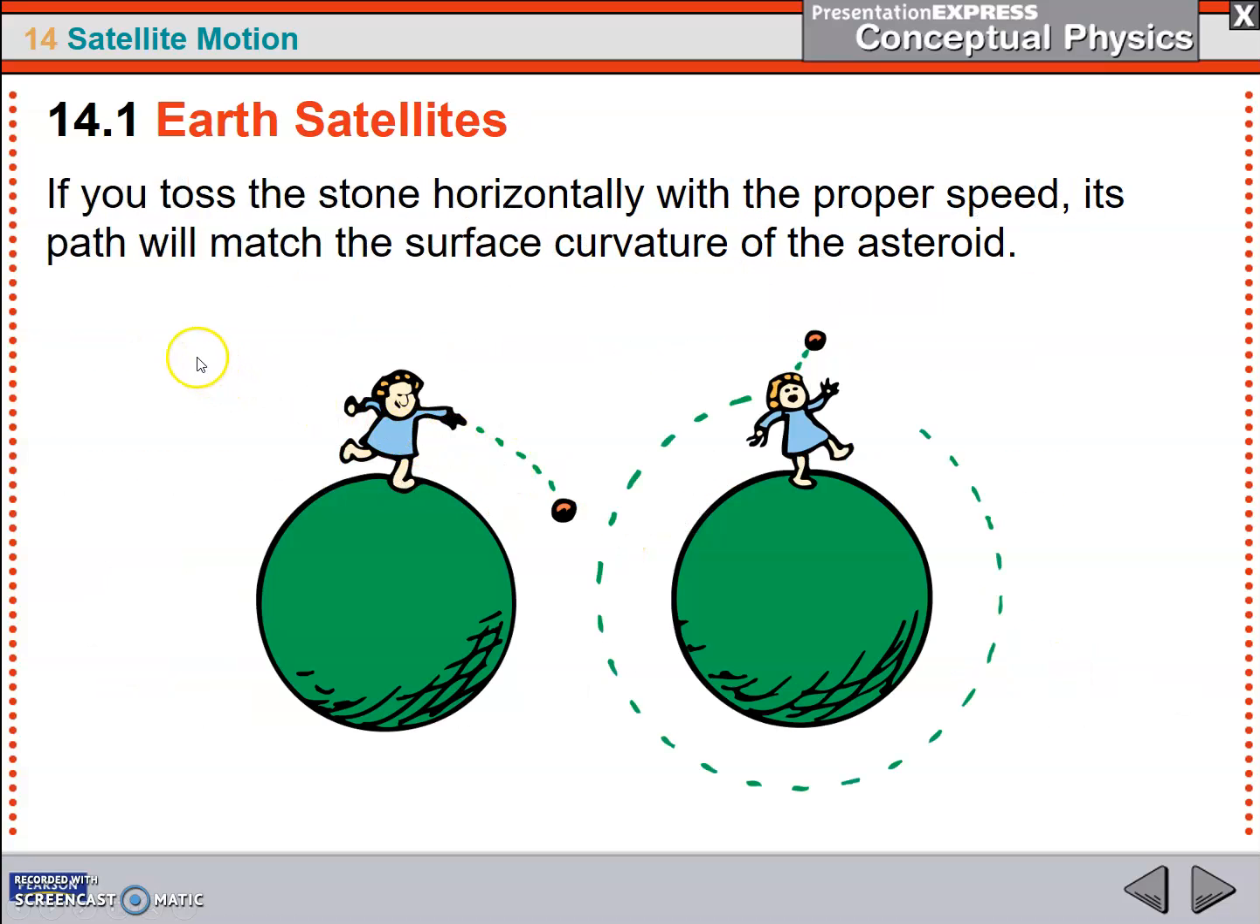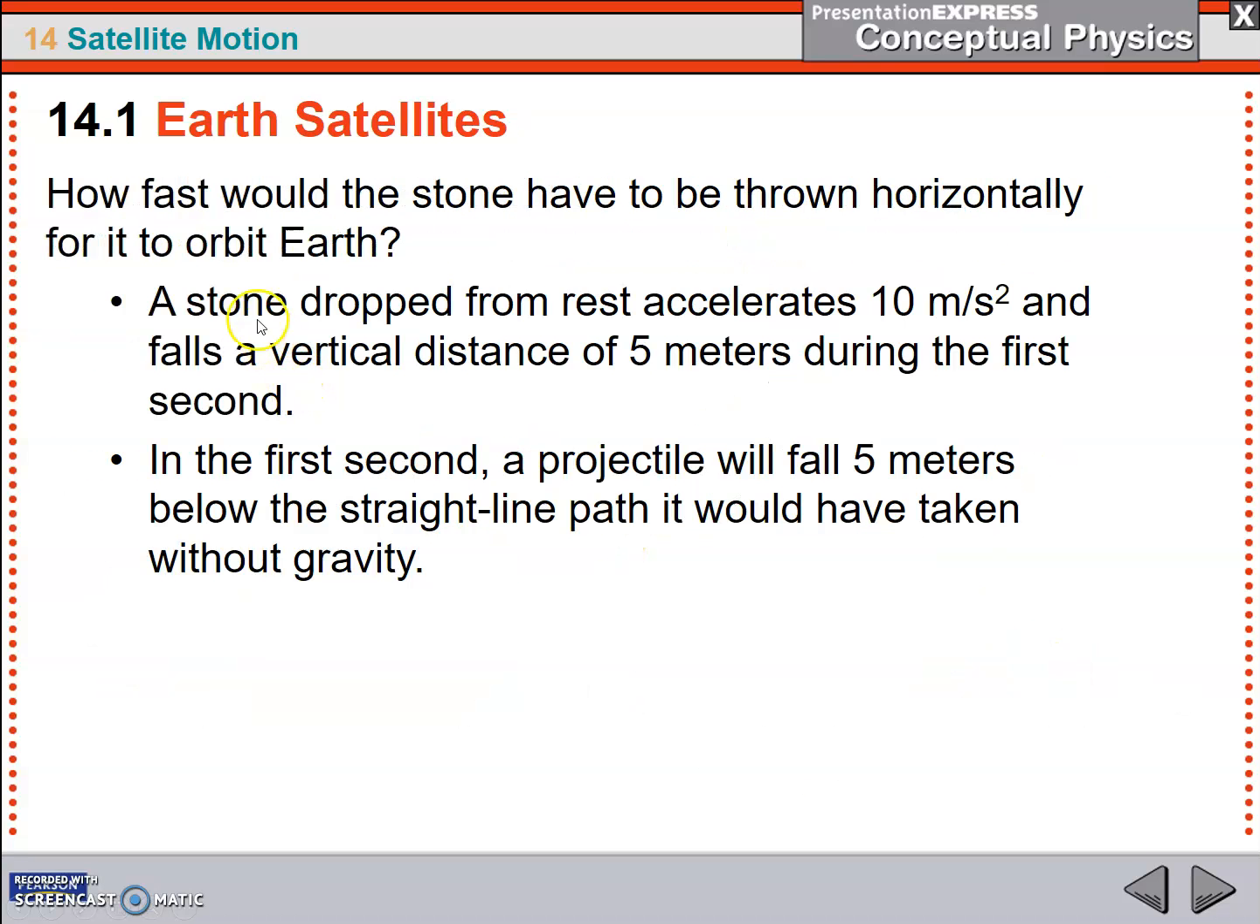Okay, so now let's go back. I was showing you the pictures. Now I'm going to read the text. Section 14.1, Earth satellites. How fast would the stone have to be thrown horizontally for it to orbit the Earth? The stone dropped from rest accelerates at 10 meters per second squared and falls a vertical distance of 5 meters during the first second.